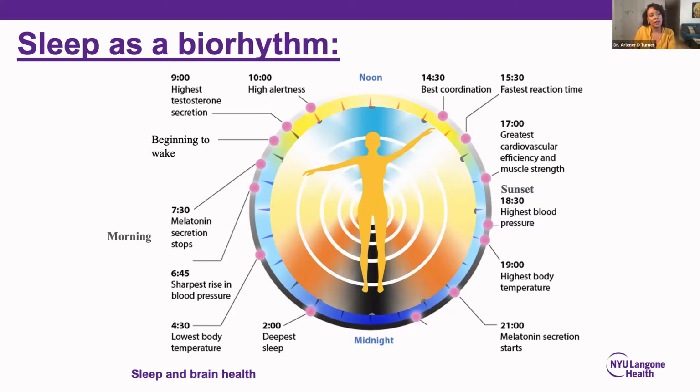And then as the night starts to wane on, your body starts to secrete melatonin. And the secretion of melatonin is what tells us that, hey, it's probably time for you to start getting ready to go to sleep. And then about 2 a.m. is when you are generally in the deepest sleep. Around 4:30 in the morning is when you're at the lowest body temperature. And then about 6:45 in the morning, there's the sharpest rise in blood pressure. And then the melatonin secretion stops around 7:30 in the morning. So you see that it's pretty much a biological cycle of this need for sleep and how it is presented.